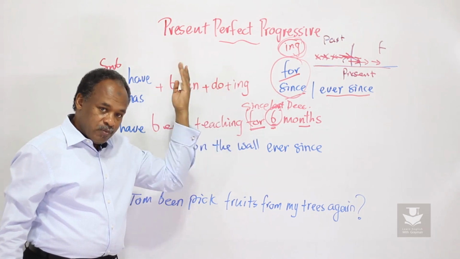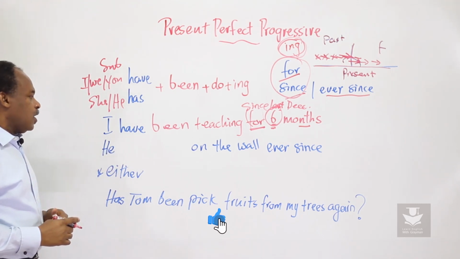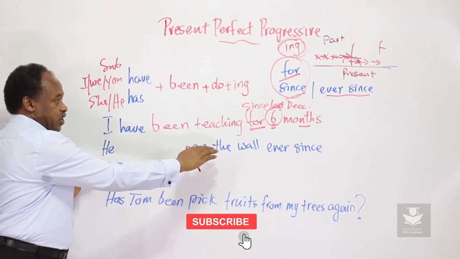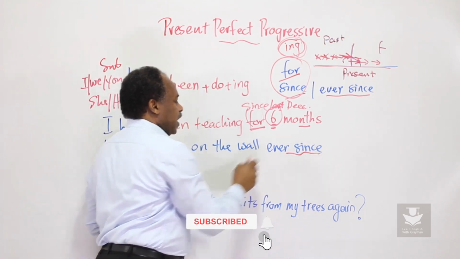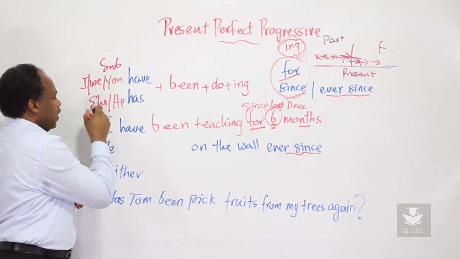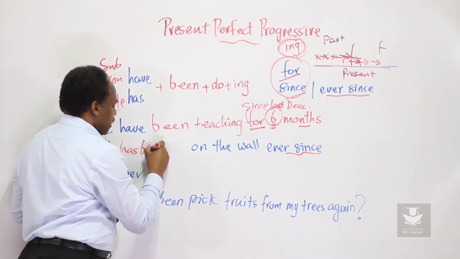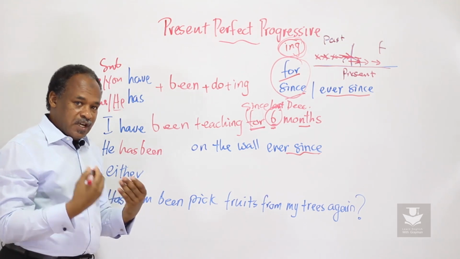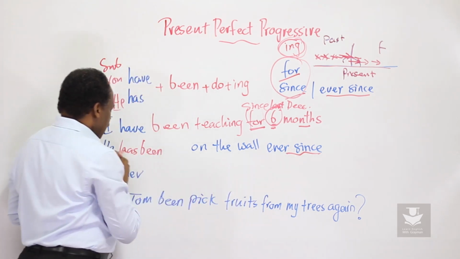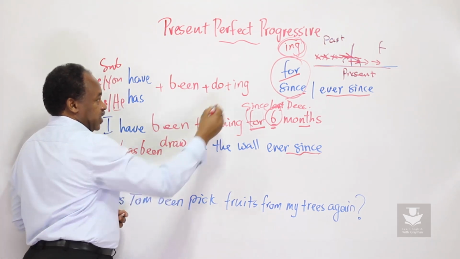As I said earlier, you may watch the video. Let's look at this here. Together, you and I are going to make a sentence using ever since. I started the sentence here: he. What are we going to add here? He has been. He has been doing what? Drawing on the wall ever since. He has been, okay, we need ing, drawing.